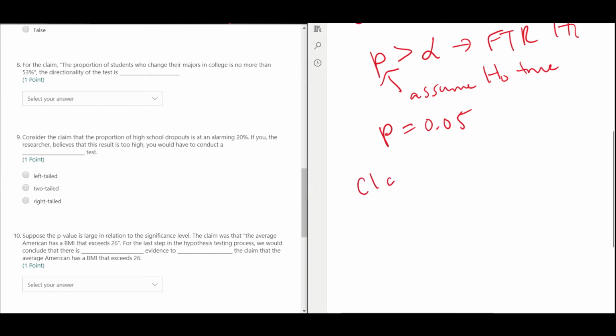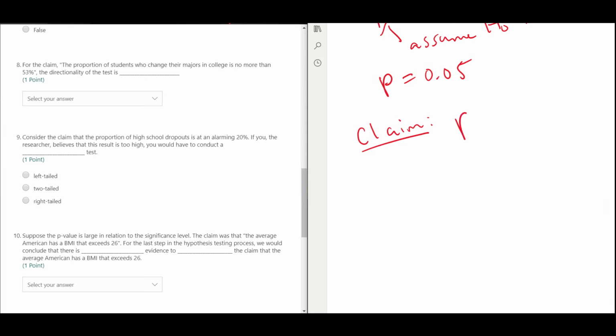So our claim here is that the proportion, p, who change their majors is no more than. No more than means less than or equal to. Okay, so not greater than 53%. So 53% is 0.53. So that's our claim. This is a statement of equality, so this means this belongs to the null.